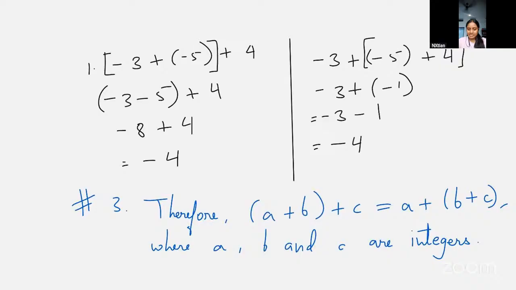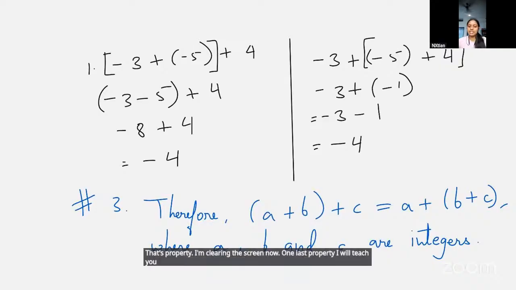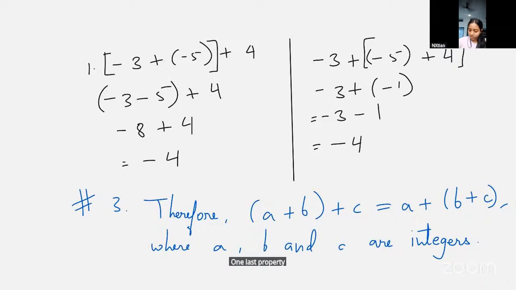Last property. I'm clearing the screen now. One last property I will teach you, and then the rest will continue Monday. Now see, one last property. Look at this example. When we do minus 3 plus 0, what will I get? Minus 3 only.